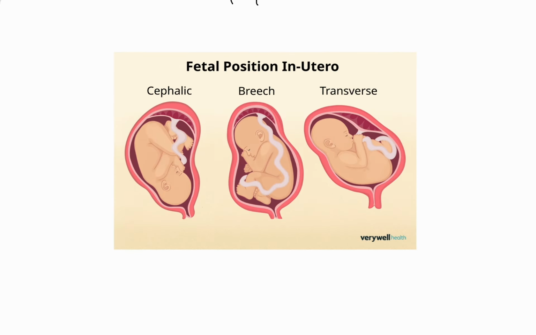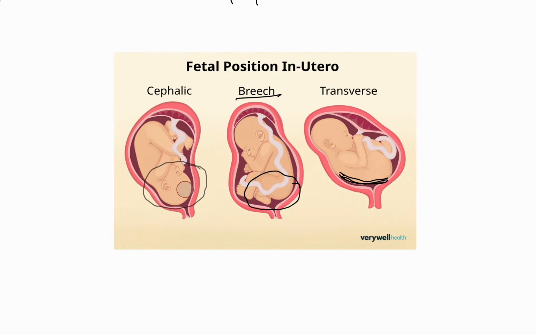So here is a figure that describes presentation. In the first photo, you can see that the head end of the fetus is occupying the lower pole of the uterus. So this is a cephalic presentation. Here the buttock of the fetus is occupying the lower pole of the uterus. So this is breech presentation. And here the back of the fetus is occupying the lower pole of the uterus.